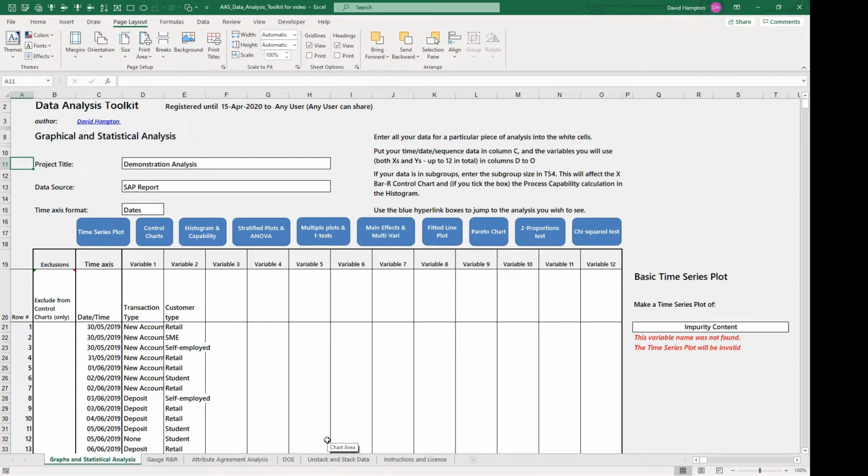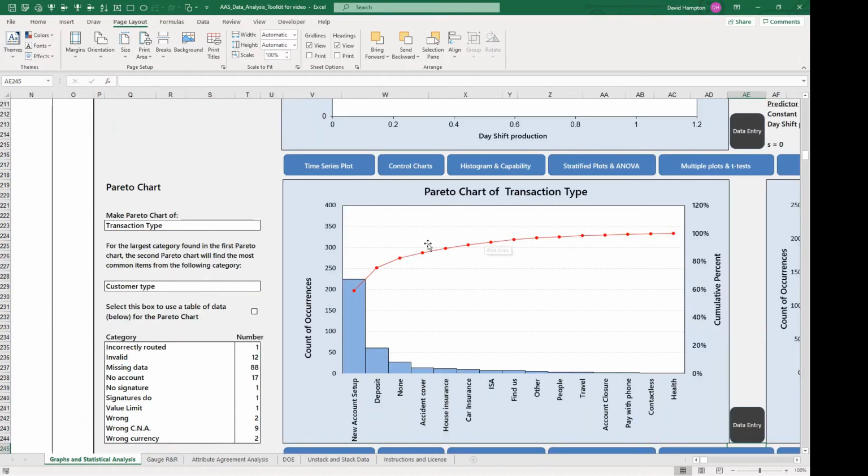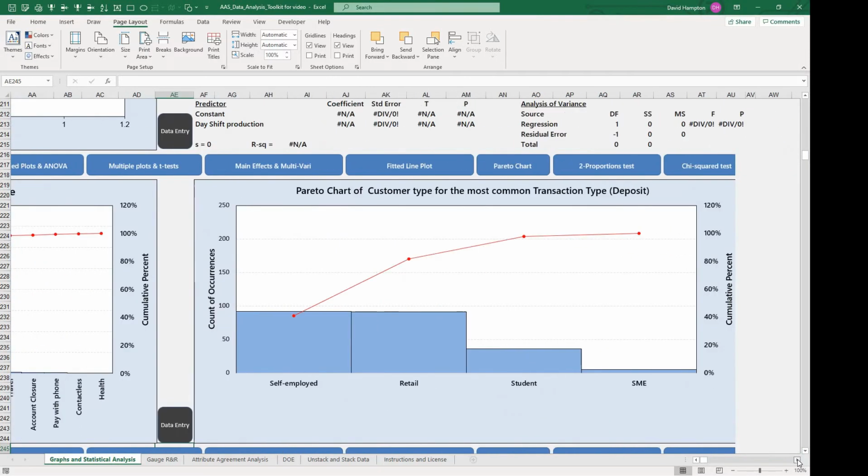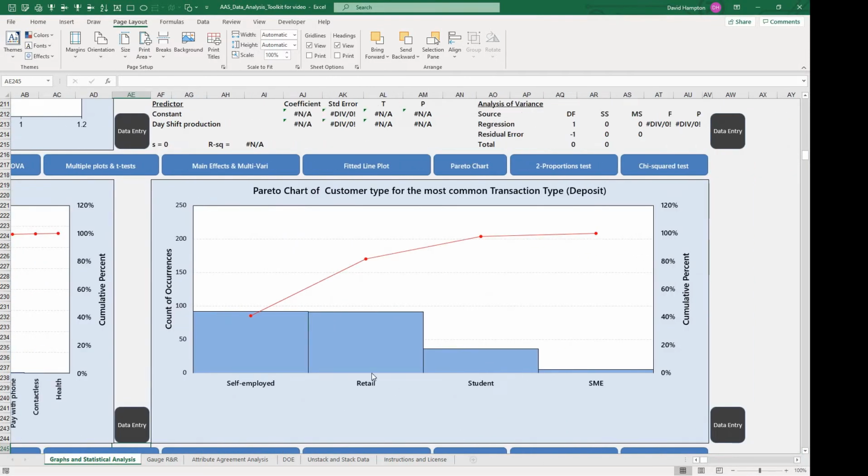Previously, we looked at Pareto analysis for problems that had been experienced by a financial institution for a number of different types of transactions and customer accounts. We did a Pareto analysis and we saw that the new account setup was the most problematic type of transaction, and we were able to dig further into that and see that it seemed to be mostly associated with self-employed or retail accounts. But there's a problem with that.